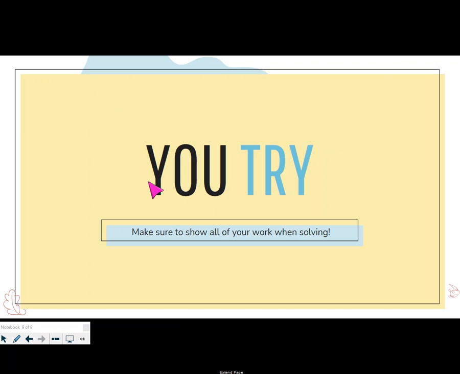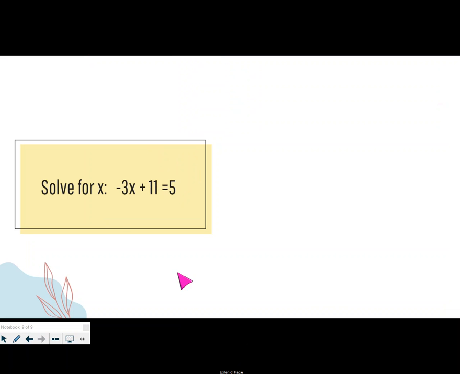Alrighty, we got 2 more for you to try. Okay, so go ahead and attempt this one. So if you've solved this one, you should have subtracted 11 first. 5 minus 11 is negative 6. And I get negative 3x on the other side because 11 and negative 11 cancel out.